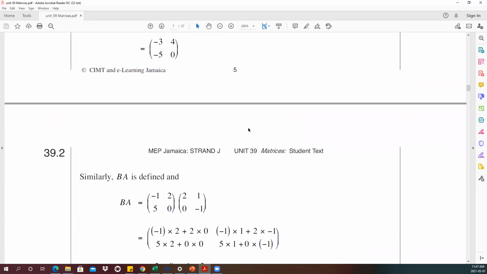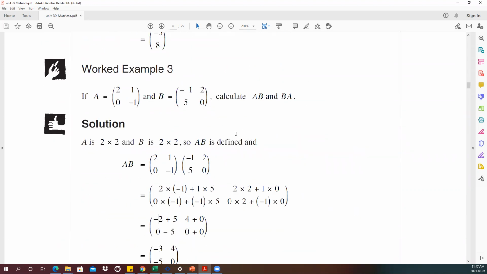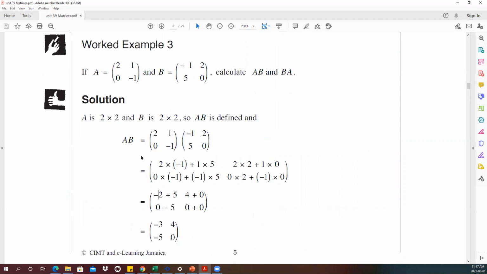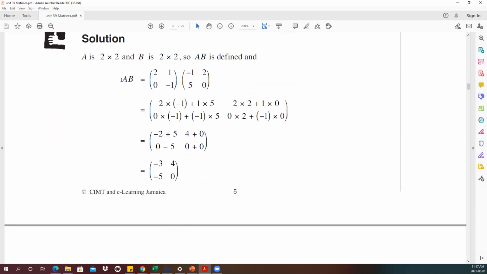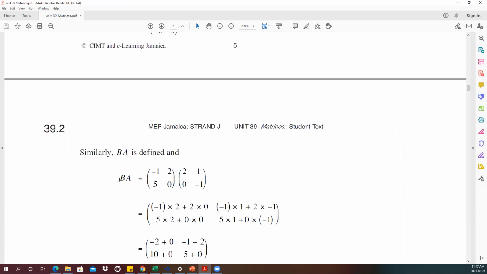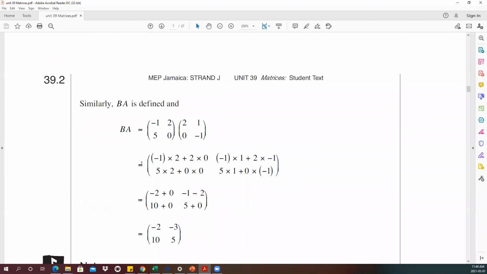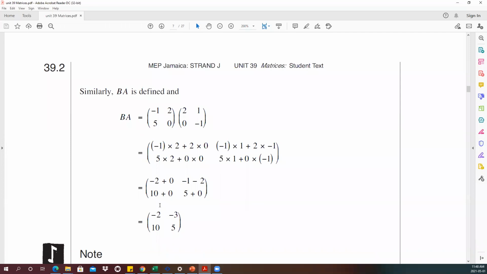All right? I think they had AB up top. Let me check here. So you have AB, so multiplying matrix A by B gave you this, minus 3, 4, minus 5, 0. But when you reverse this, multiplying matrix B by A, or whichever way you want to say it, B first, A second, you get a different result.